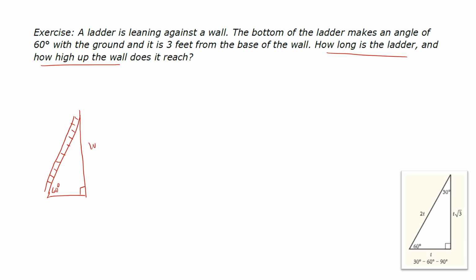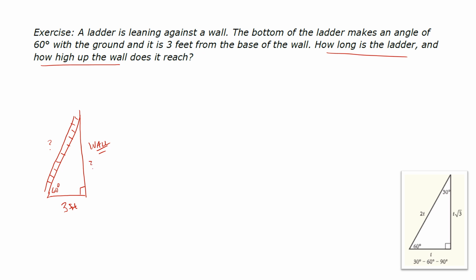So we know the wall is on this side, and it makes a 60-degree angle, and it's 3 feet from the base of the wall. So that's the distance it is. We want to know how long the ladder is, so we want to know this distance over here. And we want to know how high up the wall it reaches, and so we want to know this distance over here.